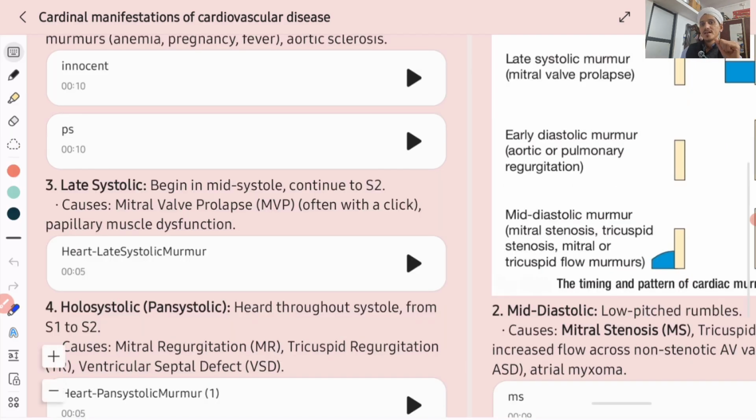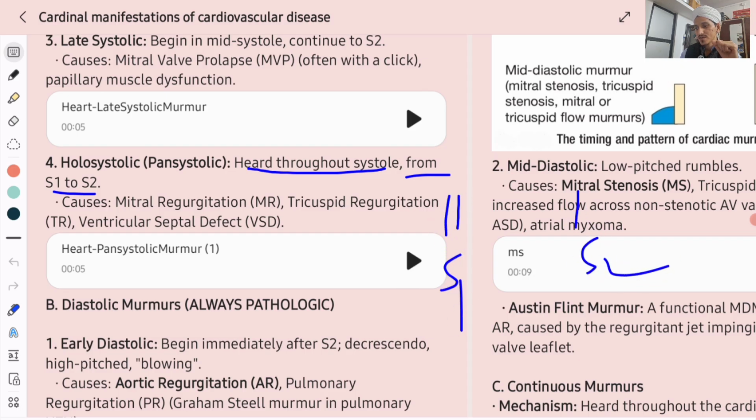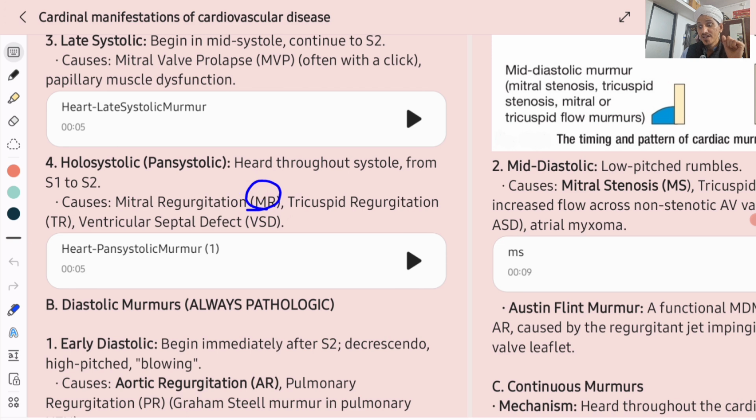That's nothing but late systolic murmur. Okay, now coming to pan-systolic murmur. Pan-systolic murmur is heard throughout systole from S1 to S2. Okay, if this is S1, this is S2, it is present throughout. That is pan-systolic murmur. Classical causes are mitral regurgitation, tricuspid regurgitation, and ventricular septal defect. These are the classical causes of pan-systolic murmur.